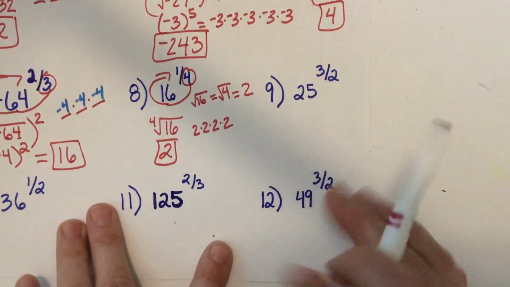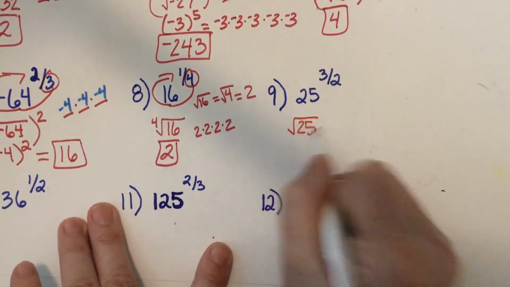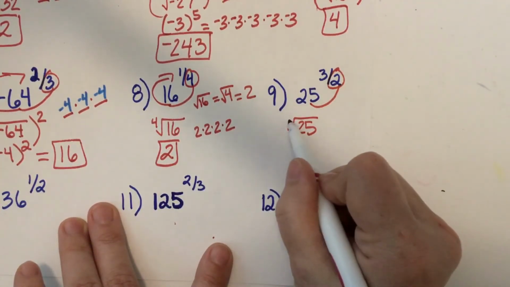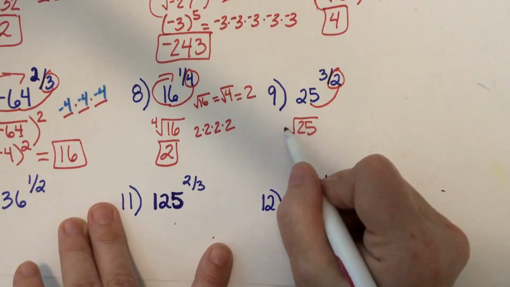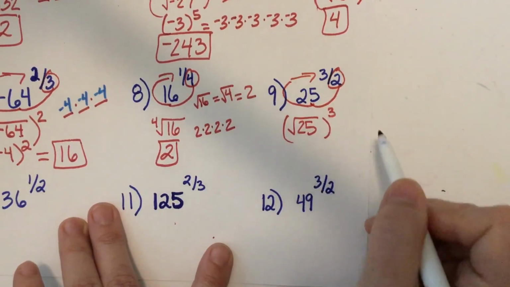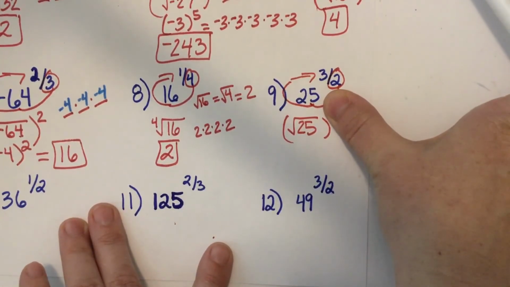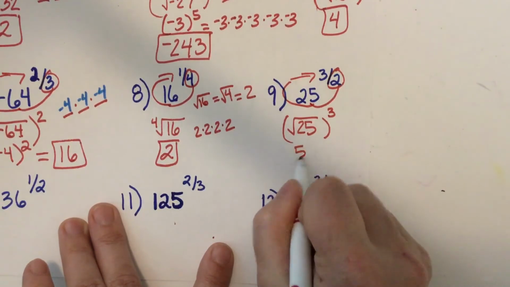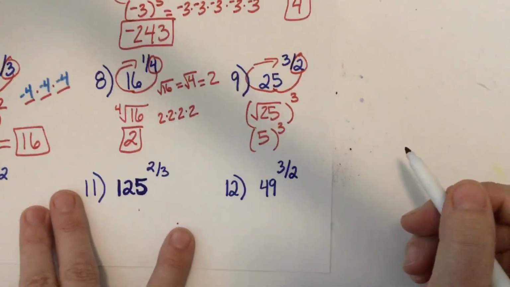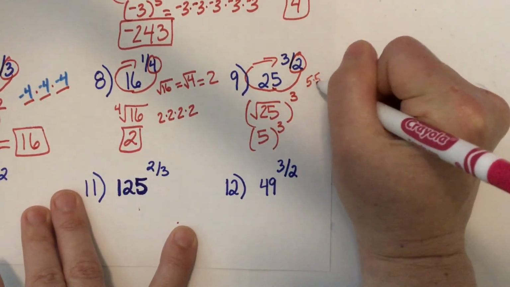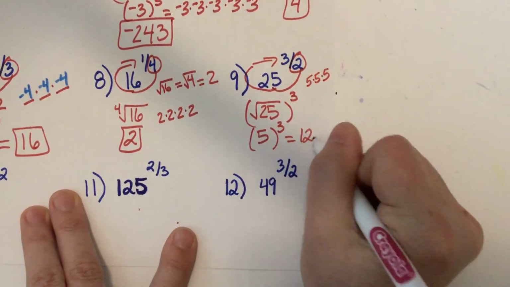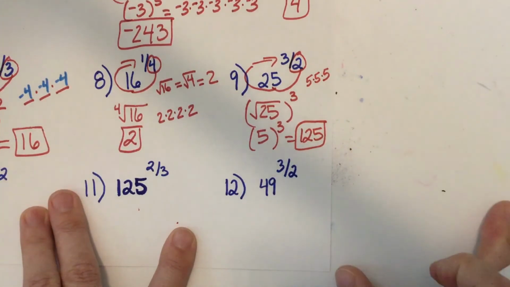All right, and then looking at this one. What root do I want to take of the 25? I want to take the square root of 25. And if you want to put a 2 here, you can, but it's understood to be there. And I want to raise it to the power of 3. So what's the square root of 25? 5, because 5 times 5 is 25. And then I want to raise that to the 3rd power. What is 5 times 5 times 5? 125. And that's my answer.